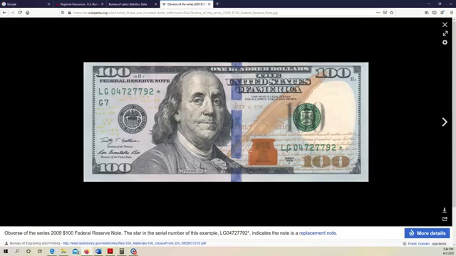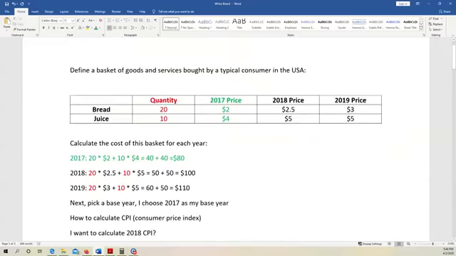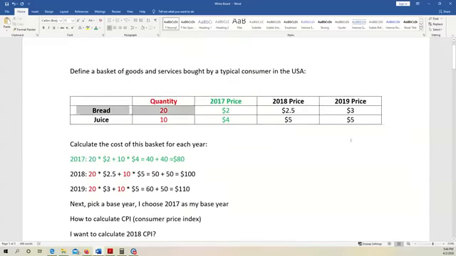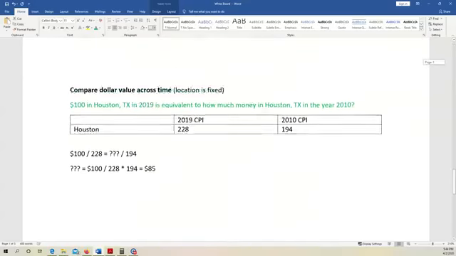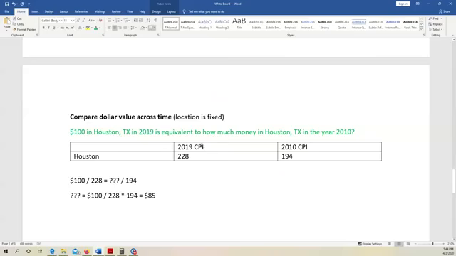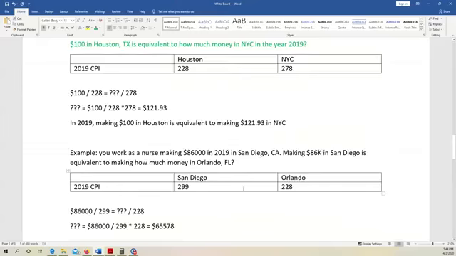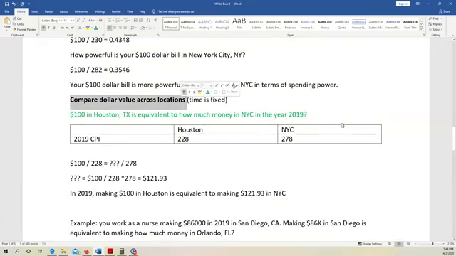But over time, your money is losing what? Is losing spending power. Why? Again, because over time, things are getting more and more expensive. So that's the straightforward application of CPI. So we can compare dollar value across time. We can also compare dollar value across locations with the other factor fixed.